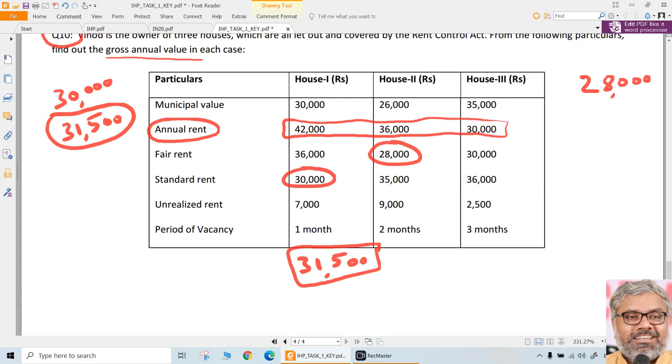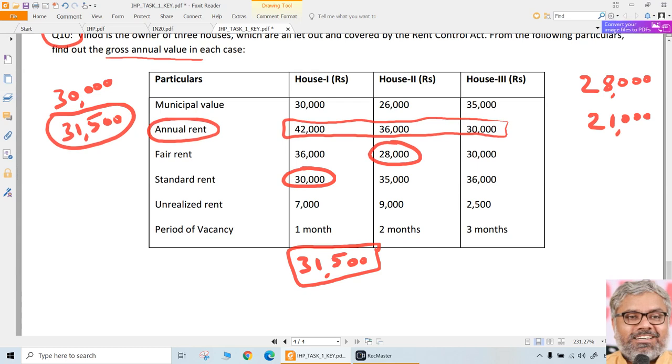Annual rent 36,000 means monthly 3,000, so 10 months means 30,000 is the actual rent receivable. But in that 9,000 is unrealized rent. So 21,000 is actual rent received or receivable. That first we have to calculate. The logic whether it is lower because of vacancy or not, that all comes later. First of all, we calculate actual rent received or receivable. That is 21,000. Now the question comes, is it less than expected rent due to vacancy?